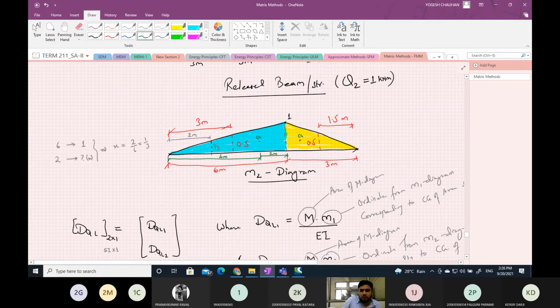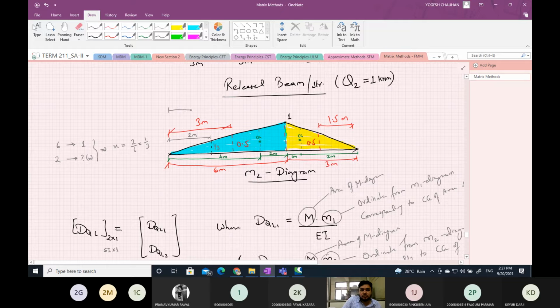Okay, similarly, this is the CG, this is the CG. The CG of this will be at b by 3, that is 3 by 3, that is 1 meter, and this will be 2 meter. So you have to take the corresponding ordinate in M1 diagram. You take the ordinate at 4 meter and you take the ordinate at 7 meter from the left. This is 6 plus 1, 7. So 7 meter from the left.